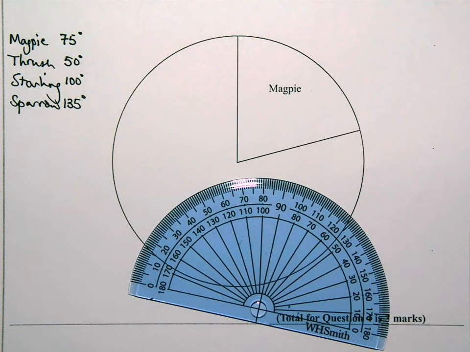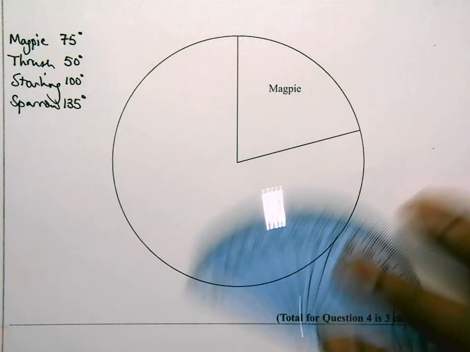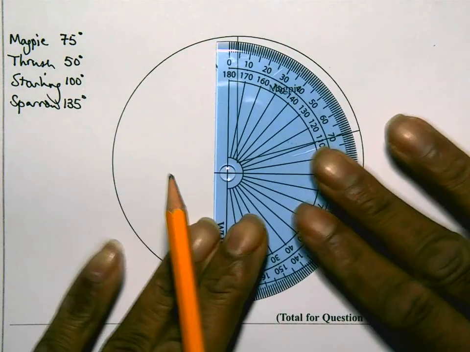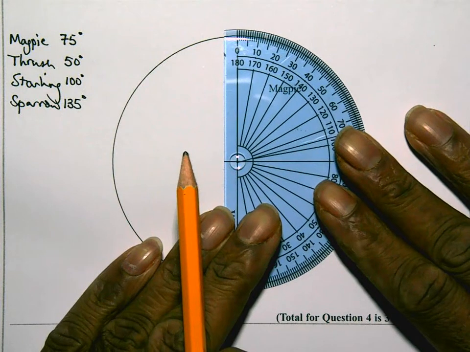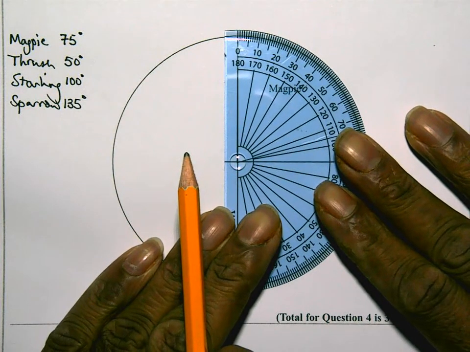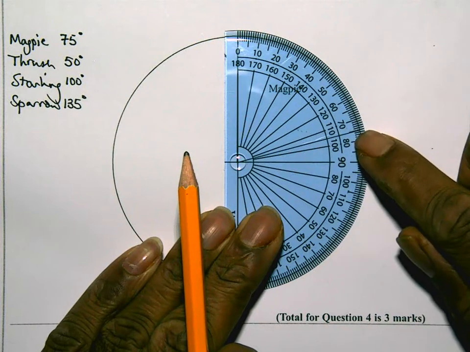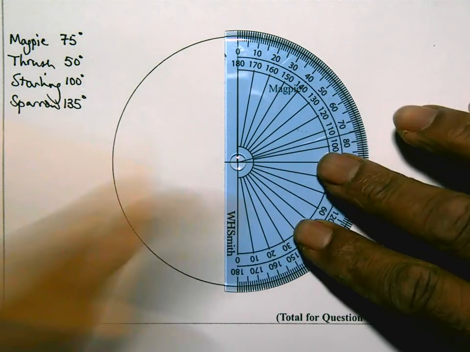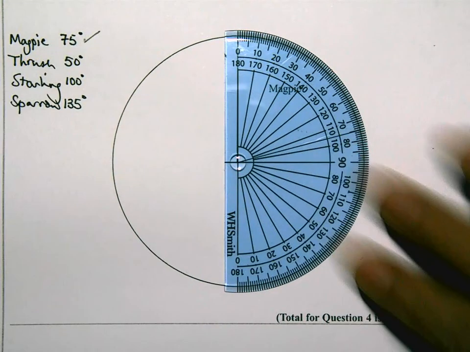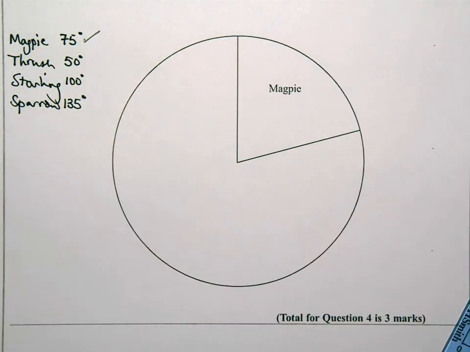And one section has already been done, but I'm just going to check that out of curiosity. I'm just going to check that everything's right. This might confirm to me that I've done my calculations correctly as well. And yep, that's 75 degrees, so that's correct. The section for magpie, they've done it already, right? And they've labeled the section magpie. The section for thrush, I need to do that now.